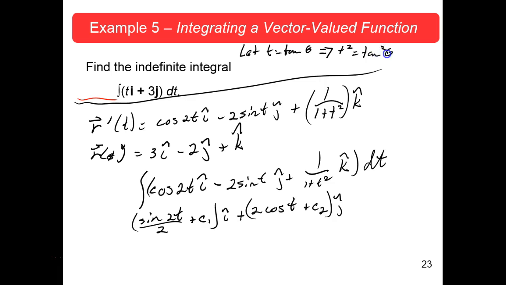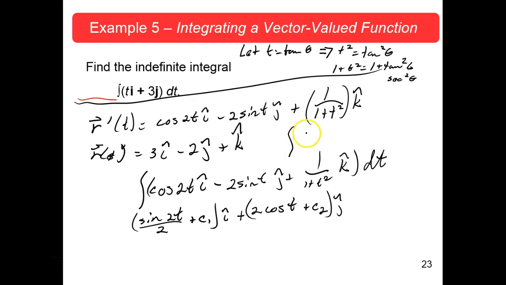Tangent squared theta. And 1 plus t squared is equal to 1 plus tangent squared theta. And what's 1 plus tangent squared theta? Secant squared theta. Okay. Now, we're going to be taking an integral of this, so you're going to need to know a dt, because you got a dt in it here. So I guess what I probably should do is write this one out.